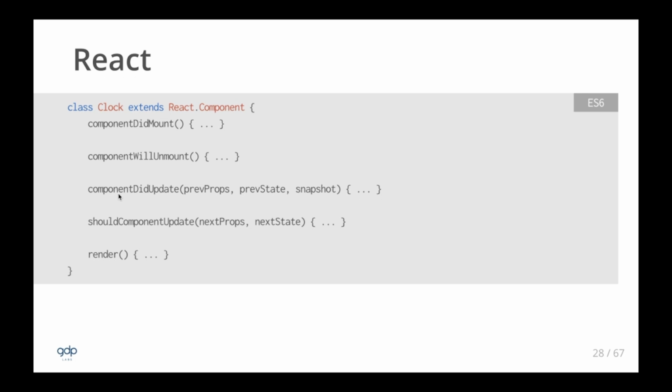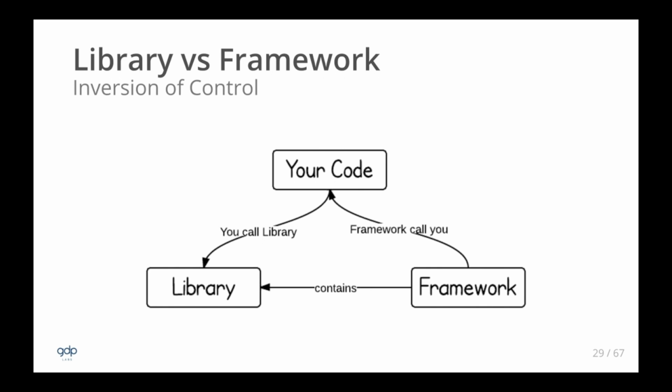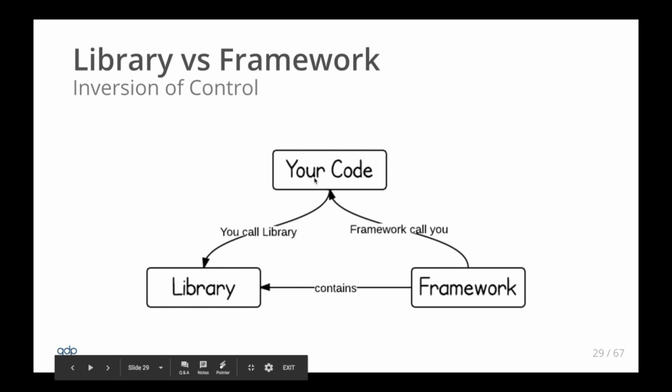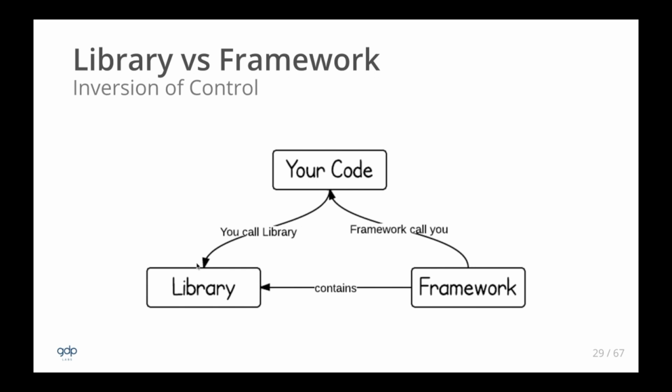So what's the difference? What's the relationship between your code, library and framework? This diagram nicely summarizes it all. Unfortunately, I cannot find the original creator of this diagram, so I cannot give proper attribution. Your framework calls your code. Your code calls the library, and sometimes the framework contains the library.